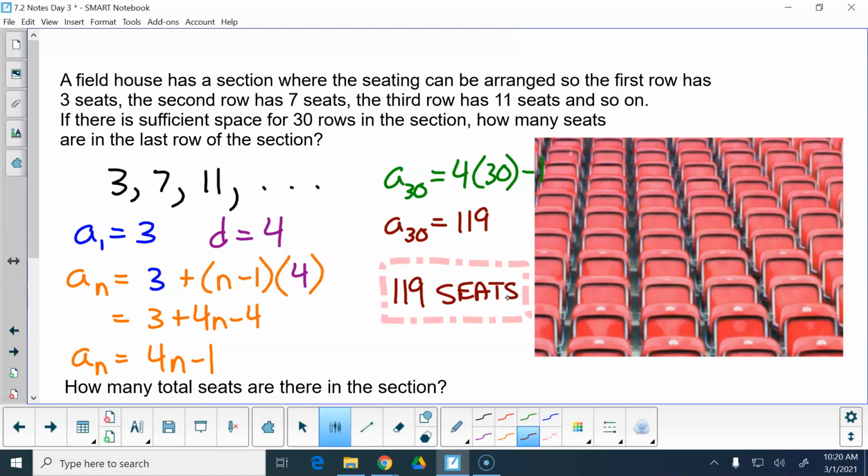Yes? What's up, Neo? If we wrote it as A sub 30 equals 119, like on a test, would that be right? On a test, I would just be asking for the number. Okay. Yeah. Where you would only have to fill in the number. This would be like a fill in the blank type one. And so it would say there are blank seats in the last row. You know what I mean? And you guys got to fill in the blank with 119.